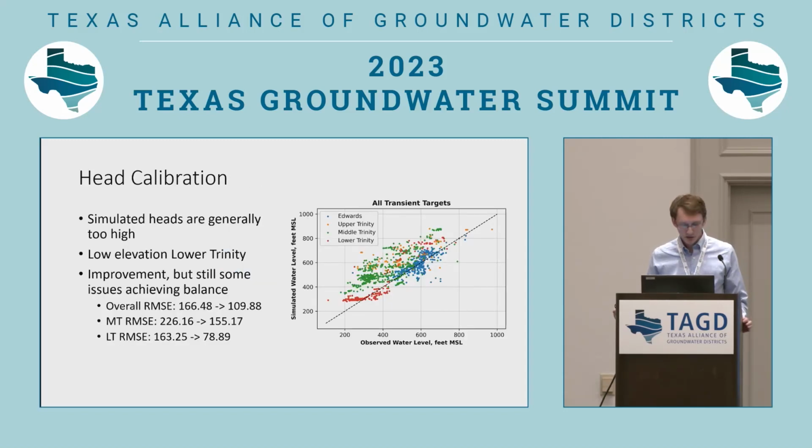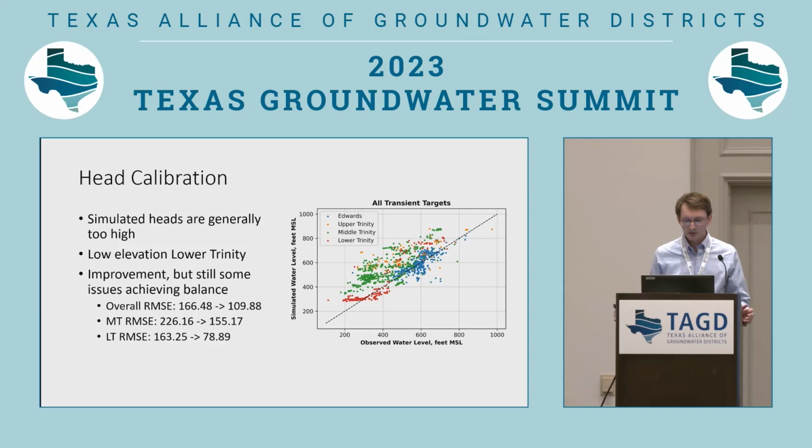So here are the results of the base model comparing the observed and the simulated heads. Again, that dotted line is the one-to-one line where anything above that indicates that the simulated values were greater than the actual measured or observed values. So overall, you can see a pretty good trend of the values being over that dotted line, and so the model simulated too much water. The water levels were higher.